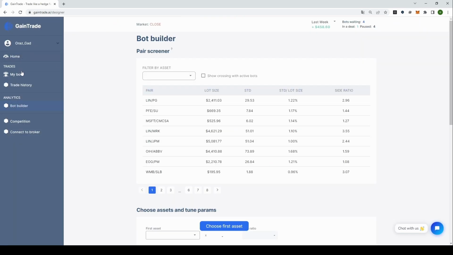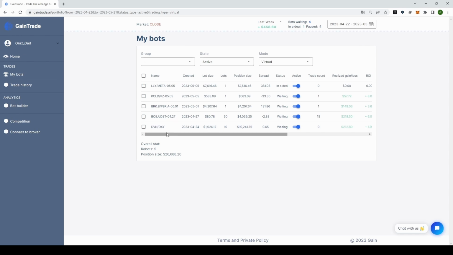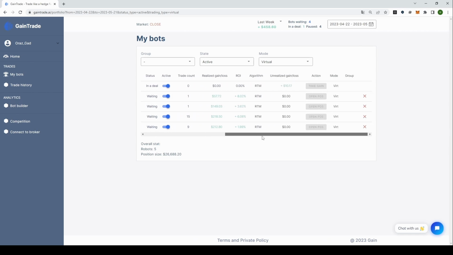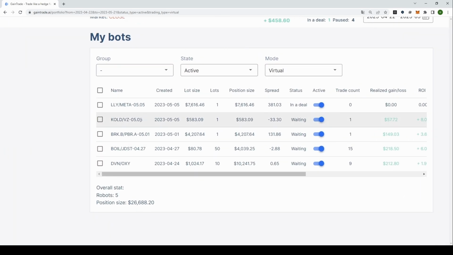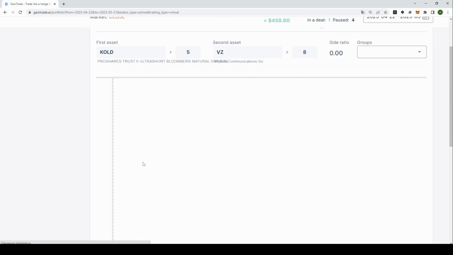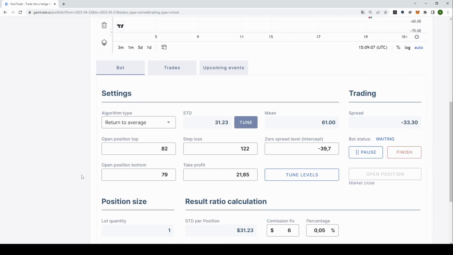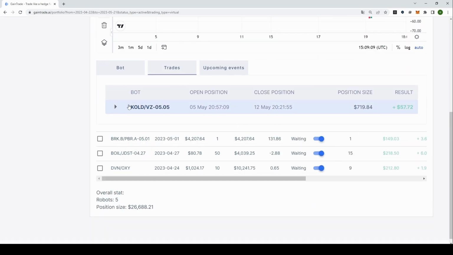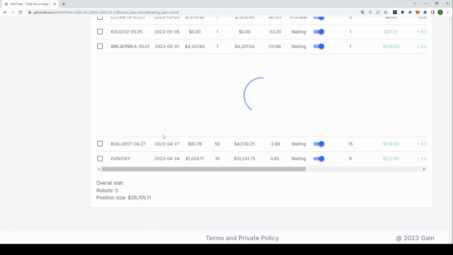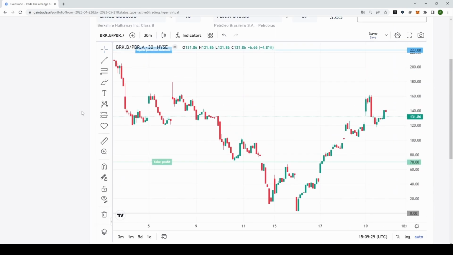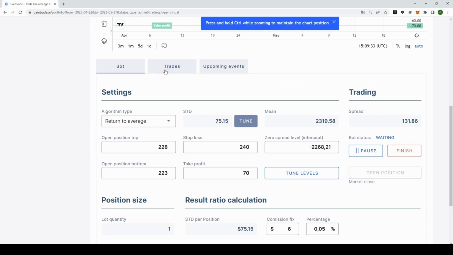Let's review the history of trades. Let's take the strategy that was proposed by the bot, which involved ProShares Trust 2 Ultrashort Bloomberg Natural Gas versus Verizon Communications. From the settings, we will move to the trade history. With a single click, we can see detailed information about when, what, and at what price it was sold, while simultaneously hedging the position with a reverse trade in the second asset. Detailed results are also visible. We can view this information for our other strategies as well.